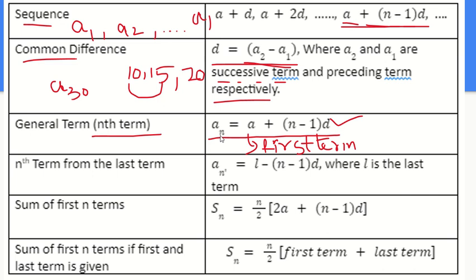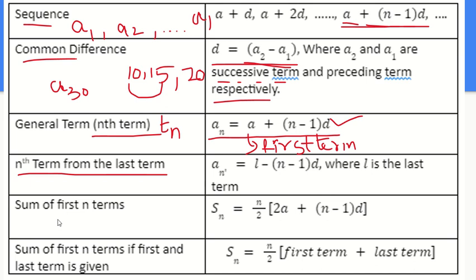So what is the formula for Tn? Generally they will say it as Tn, the nth term, or Tn. So An equals A plus (N minus 1) into D. Next we are going to see the nth term from the last term. If the last term is given, how will you find your An? It is nothing but L plus (N minus 1) into D, where L is the last term.